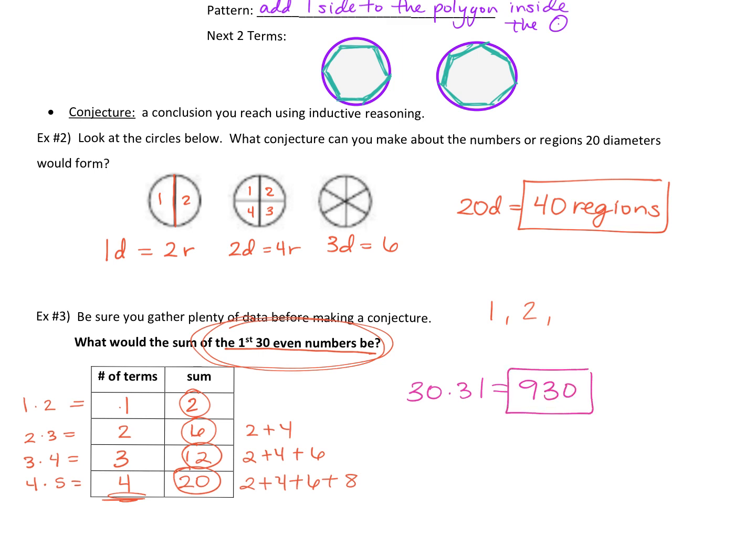Okay, so our conjecture is that the sum of the first 30 even numbers would be 930. Okay? That was a little tough to come up with on your own. You got to really stop and think about what numbers you have and what's the pattern you're seeing. Questions on that? Okay.